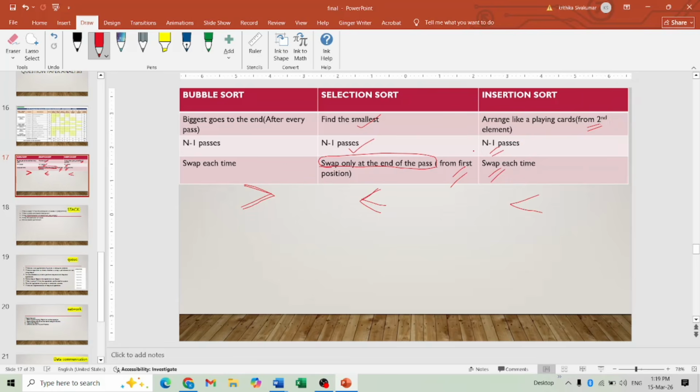I hope everybody is clear with the concept. Remember all these three mantras and do the question properly. Don't make mistakes in the tracing. Easily you can score 5 marks.